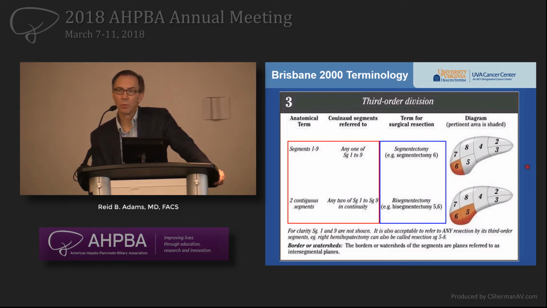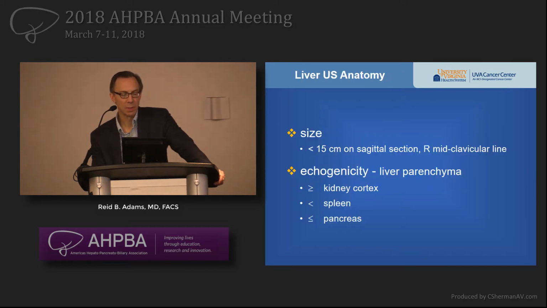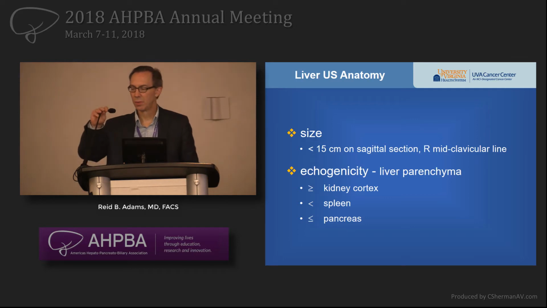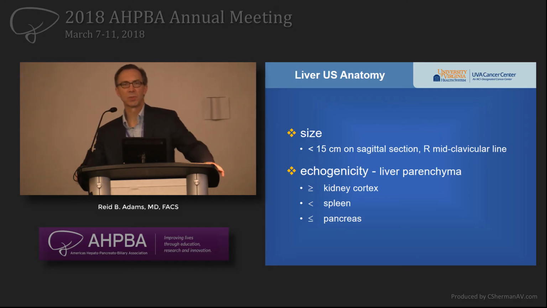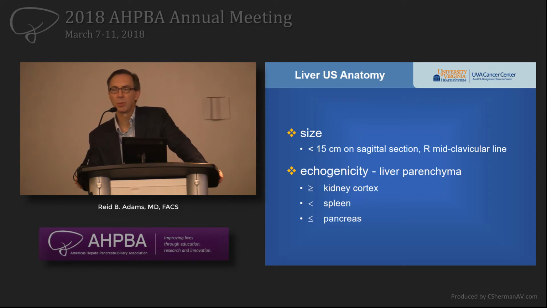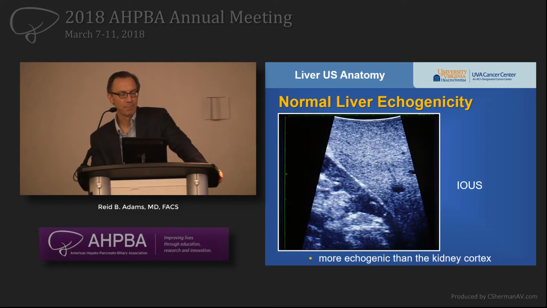And we'll go through the anatomic landmarks on ultrasound that help distinguish these different portions of the liver. So as a general rule, the liver's size is about 15 centimeters, measured in the sagittal plane in the right midclavicular line. The echogenicity is greater than that of the kidney cortex, as I'll show you in a moment, and that's based upon looking at the adjacent right kidney. If you compare it to the spleen or the pancreas, it has less echogenicity.